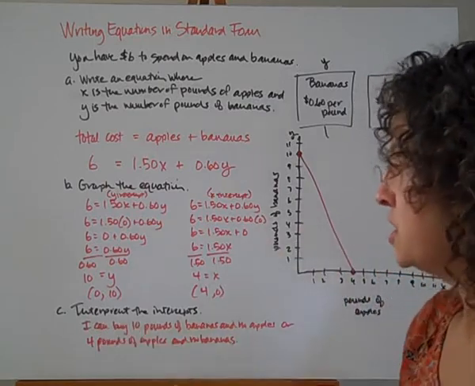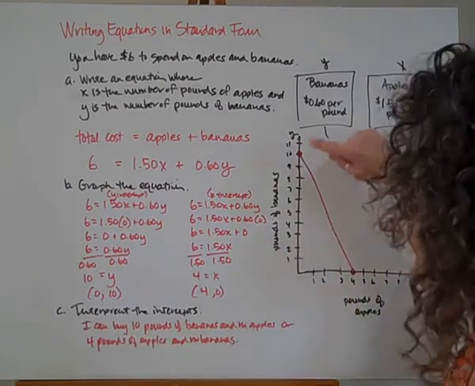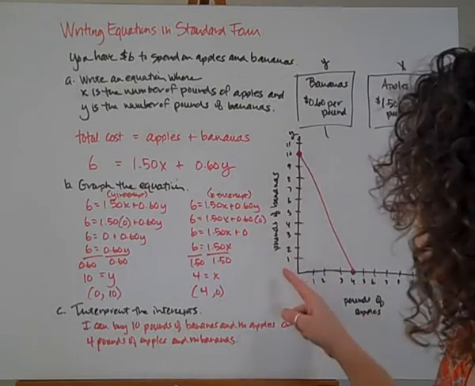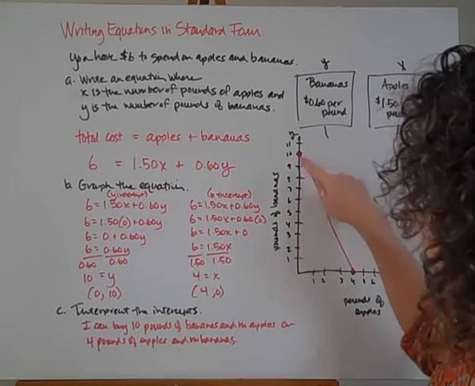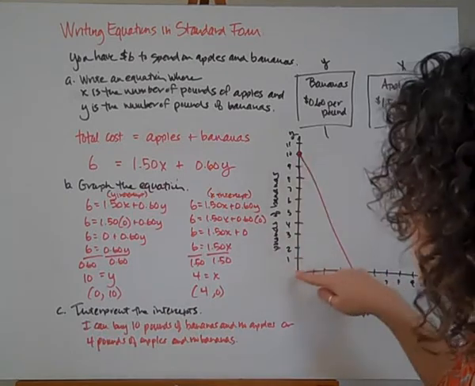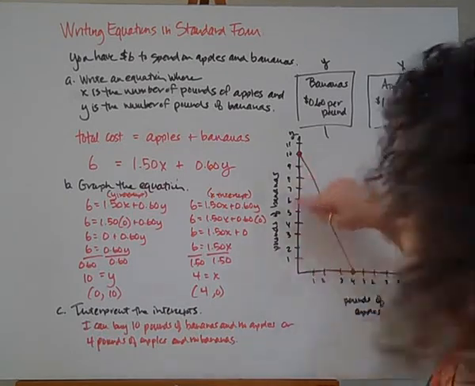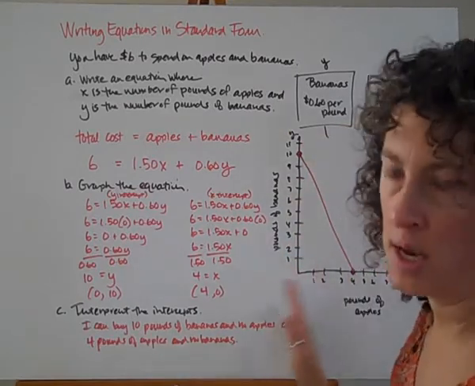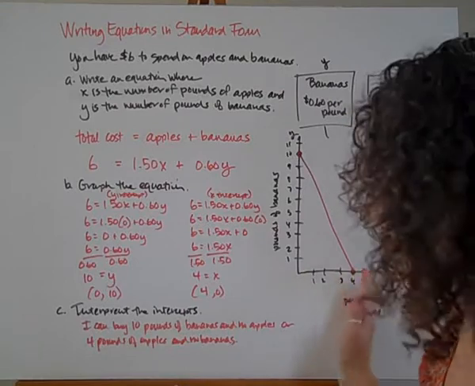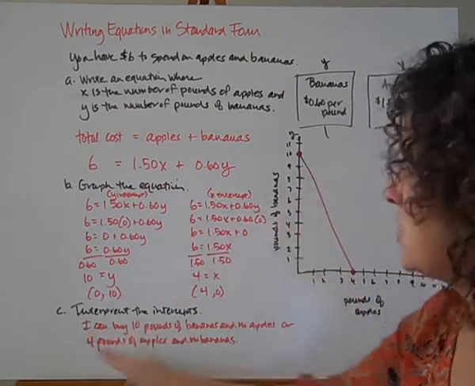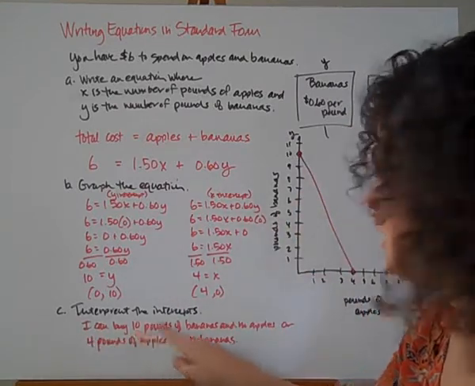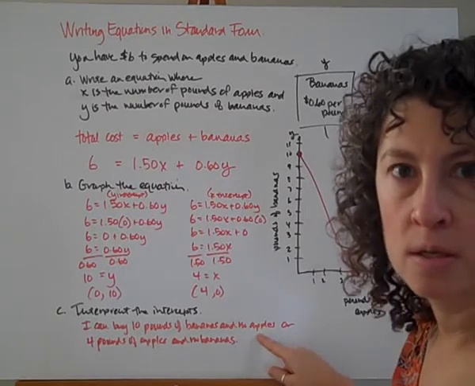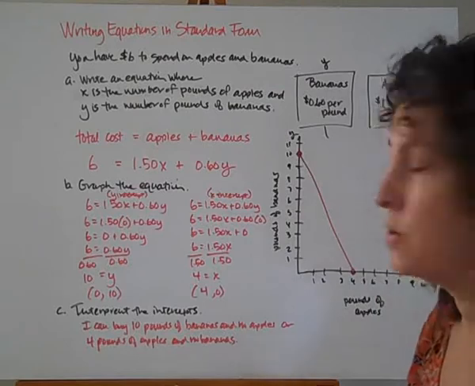Now the last question is interpret the intercepts. So I'm going to ask myself, what do each of these intercepts mean? So if you remember, my y-intercept is (0, 10). So up here on my 10 I have pounds of bananas, but you'll notice I didn't go anywhere on the x-axis, which means that I don't have any apples. So this intercept means I can buy 10 pounds of bananas if I don't buy any apples. So if I want to buy all bananas, I can get 10 pounds of bananas at 60 cents per pound.